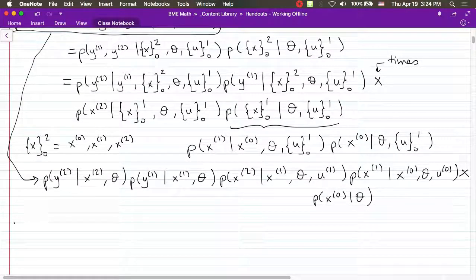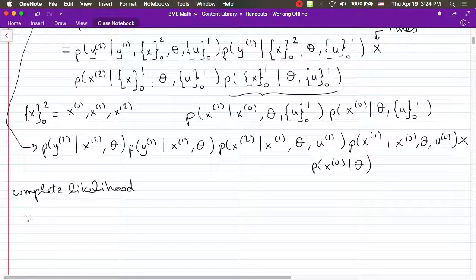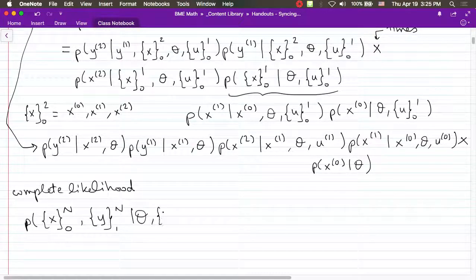So the complete likelihood is p of your hidden variable x going from 0 to n, your measurement y going from 1 to n, given parameter theta, and the inputs you gave, u, going from 0 to n minus 1. This is what we call a complete likelihood. This is what we want to maximize. We want to find the theta that maximizes this.